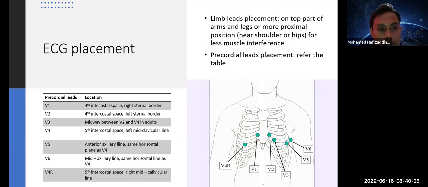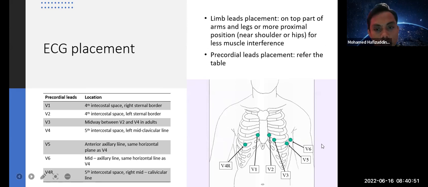Regarding the ECG placement, for the limbs, we place on the top part of the arms and legs, or a more proximal position. This is to make sure there is less muscle interference. The suggestion is we place on the bony prominence.